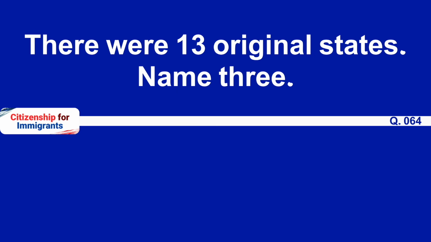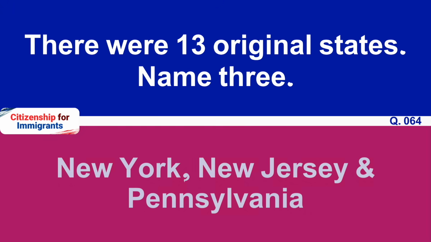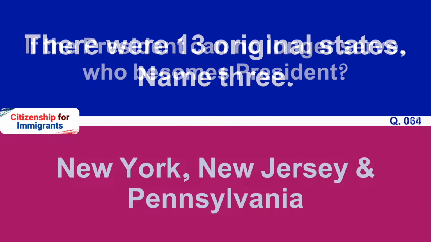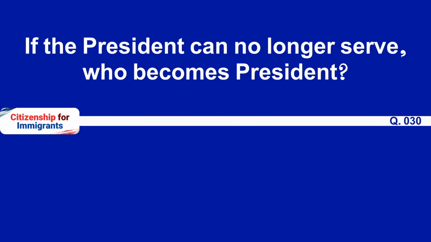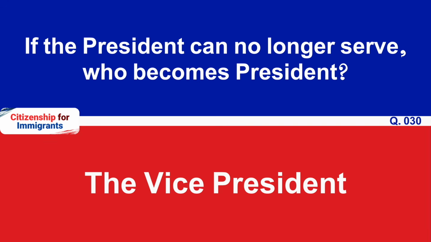There were 13 original states. Name 3. New York, New Jersey, and Pennsylvania. If the president can no longer serve, who becomes president? The vice president.